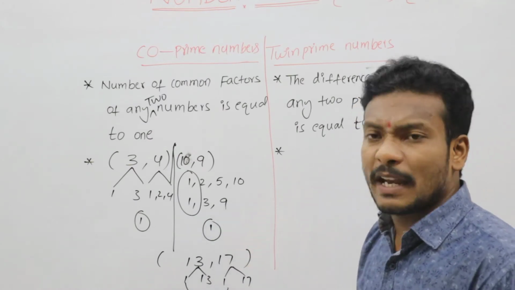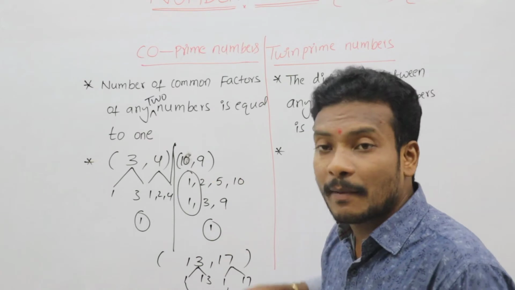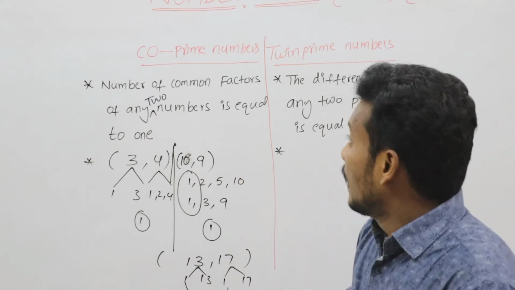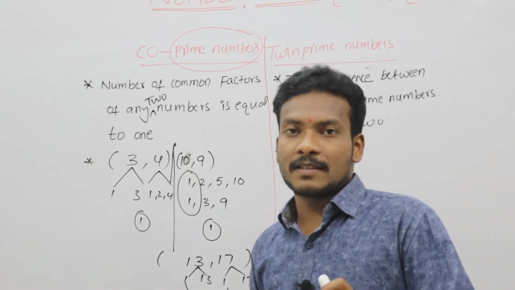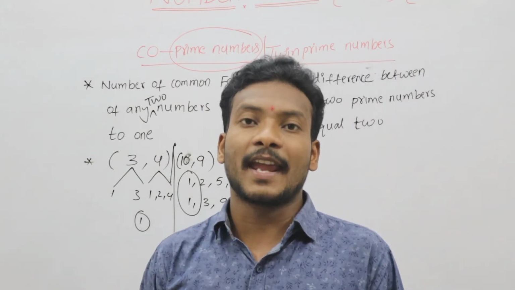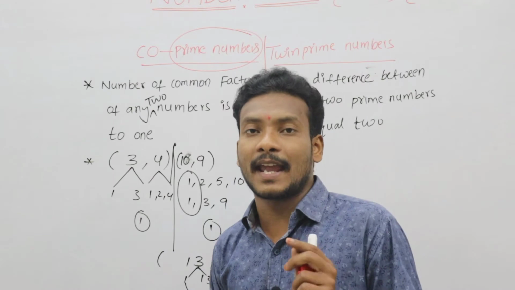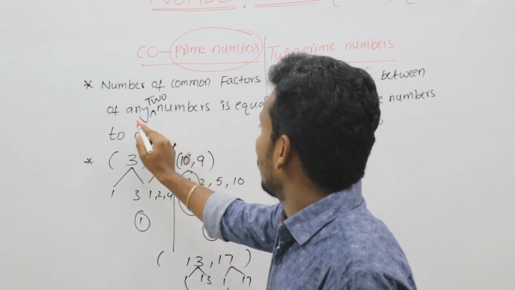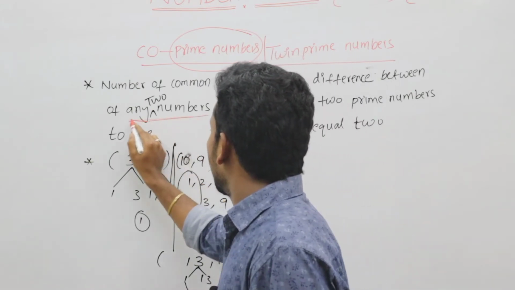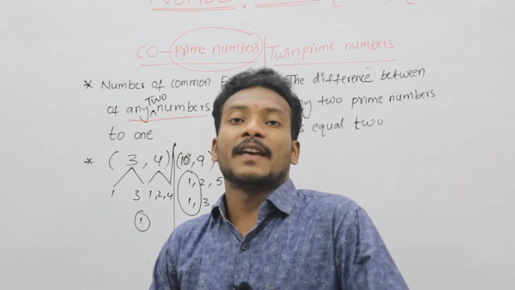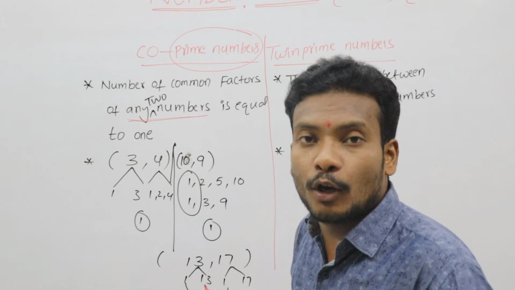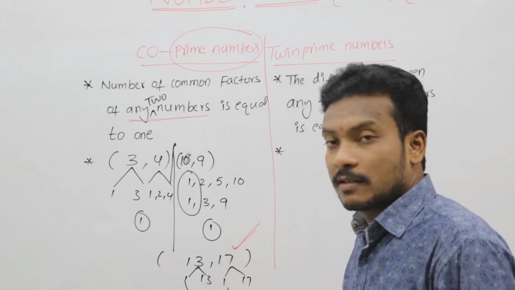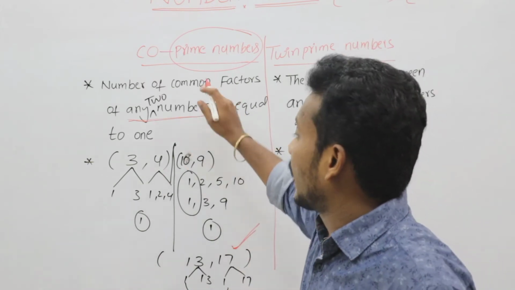Why am I explaining with three examples? Look here. In the first example, one is a prime number. Co-prime does not mean the numbers must be prime numbers. We can take any numbers. That's why it is any two numbers. In the third example, both are prime numbers, which is also correct.